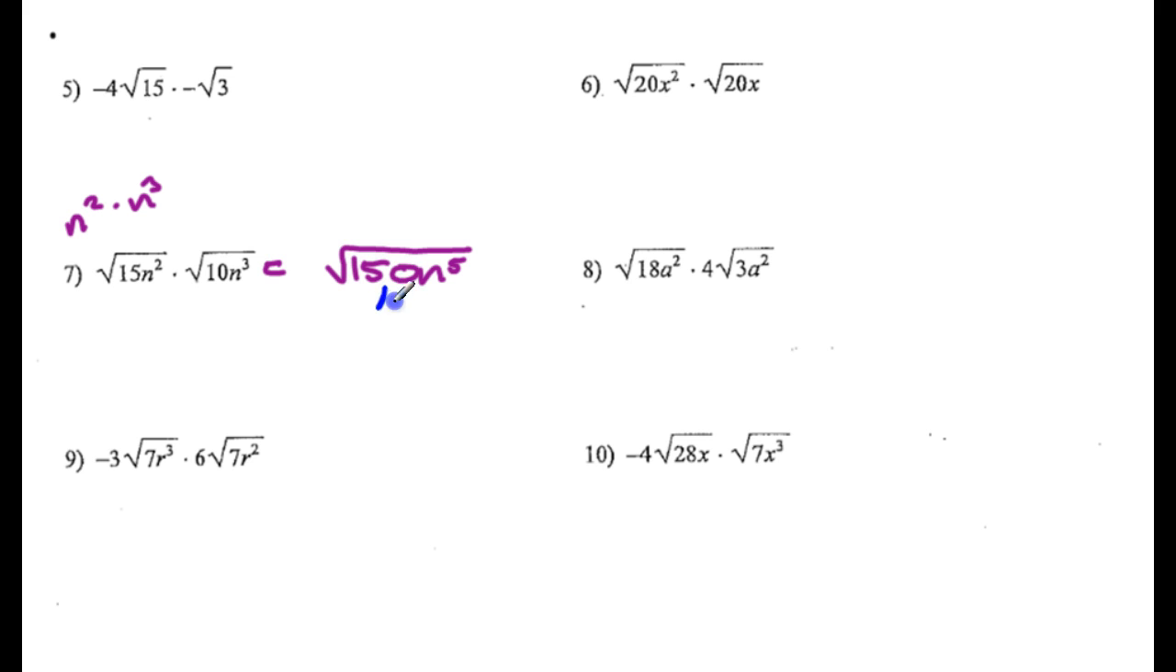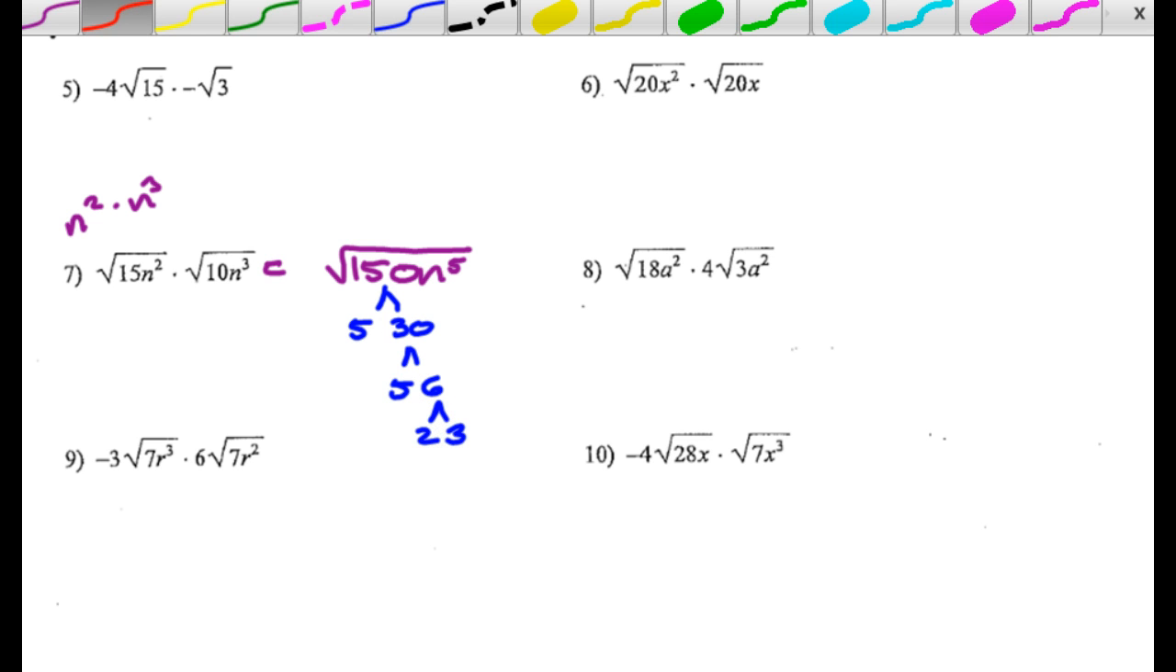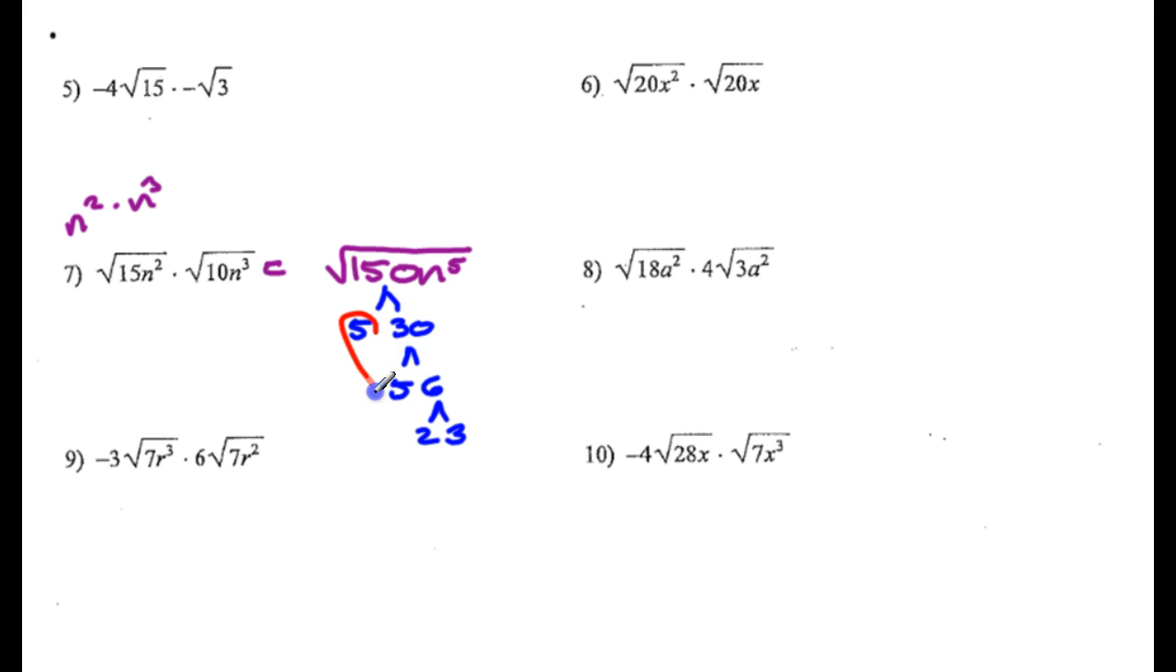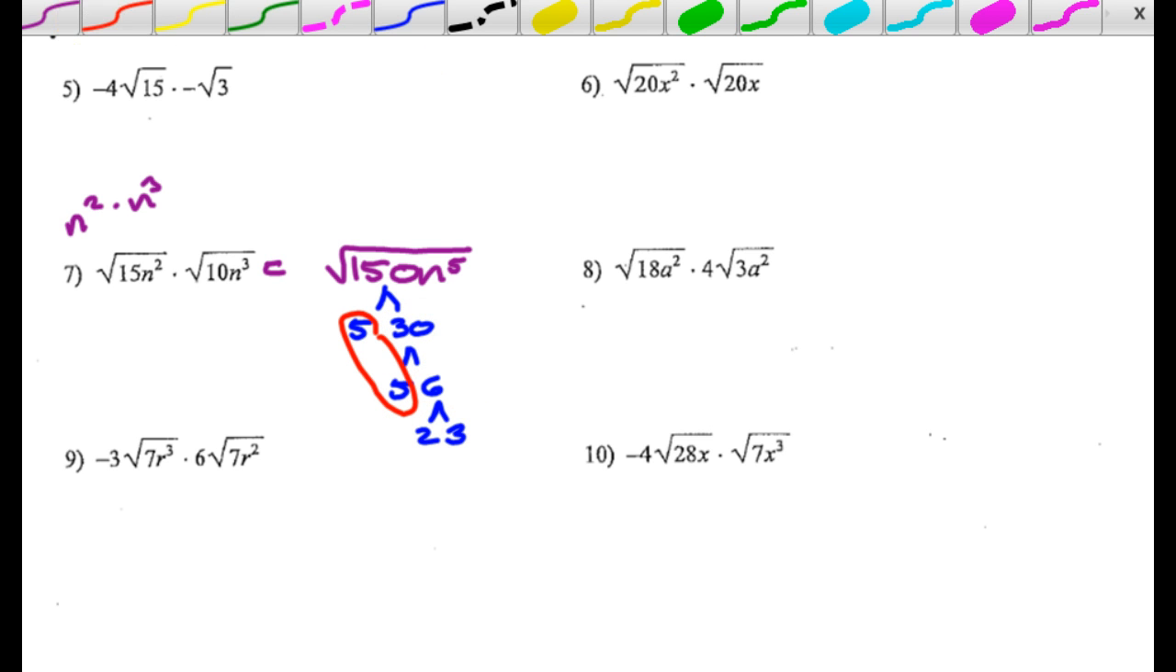Let's take the number first. 150 would be 5 times 30. 5 is broken down all the way, so now I'm going to go to 30 and do 5 times 6, and then 6 is 2 times 3. Alright, so remember, squares are pairs. So I have a pair of 5s, and I can't make a pair out of these. So let's start getting our final answer.